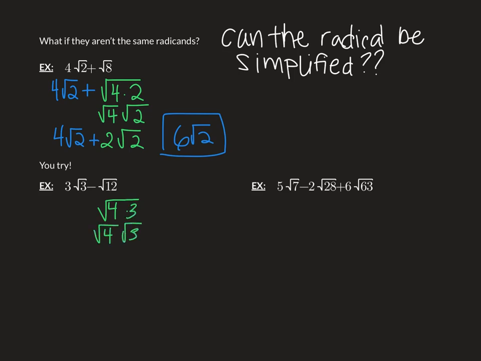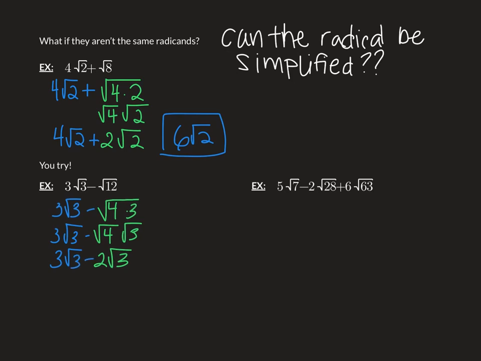And I'm just going to use the product property of radicals that we used last week. So I get 2 root 3. So root 12 is equivalent to 2 root 3. Now, I'm going to write the rest of the problem. So I have 3 root 3 minus 2 root 3.